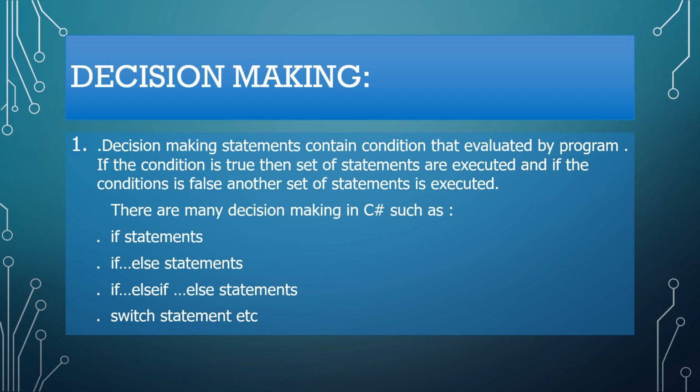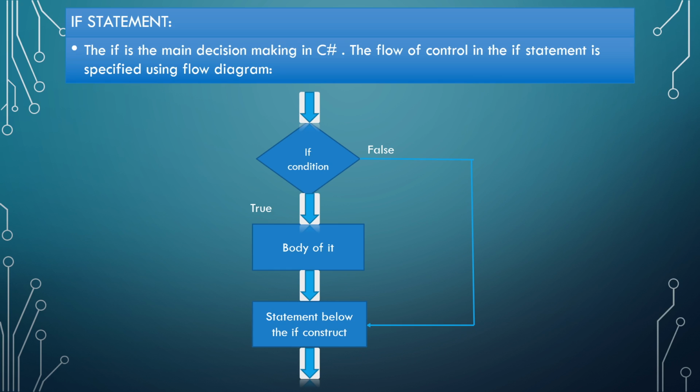There are many decision making statements in C Sharp, such as if statements, if else statements, else if statements, switch statements, etc. Let's understand each of them one by one. Let's start with the if statement. The if statement is the main decision making statement in C Sharp.